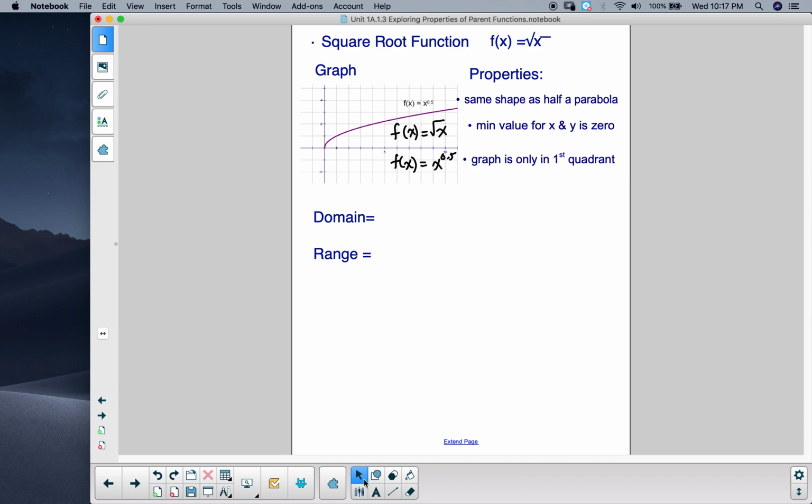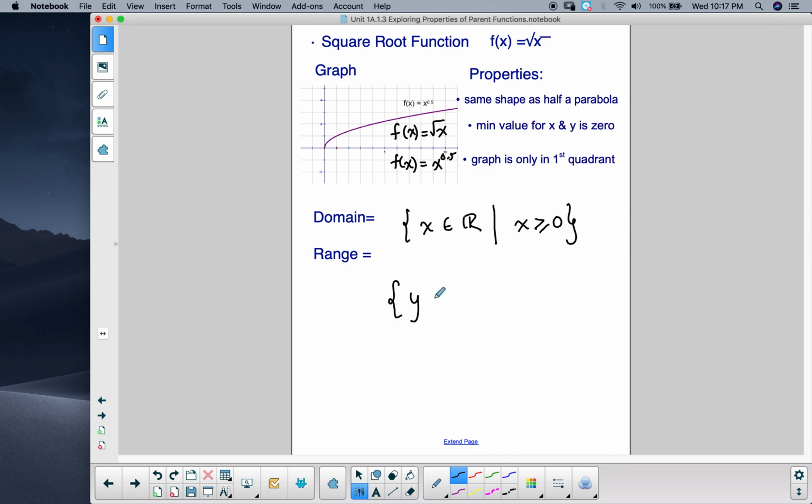So what is the domain and range of this function? Well, x, as you can see, the lowest it can go is 0. It can't take on any values lower than that. So x is a real number from 0 and over, but it's always going to be either equal to 0 or greater than it. Similarly, for the range, y can be any real number, but y is also greater than or equal to 0 for the square root parent function.